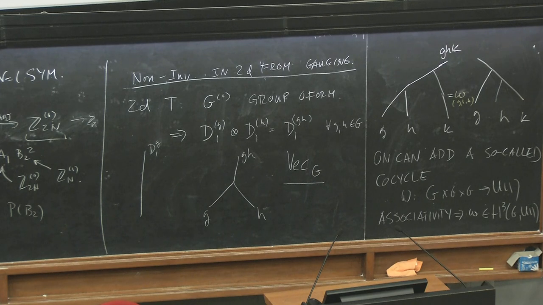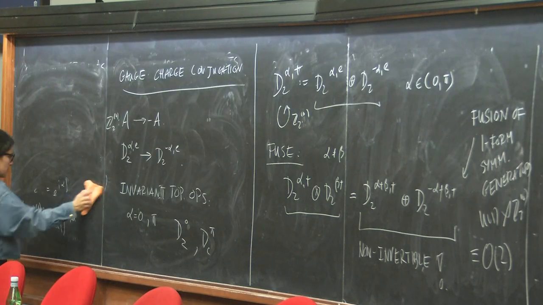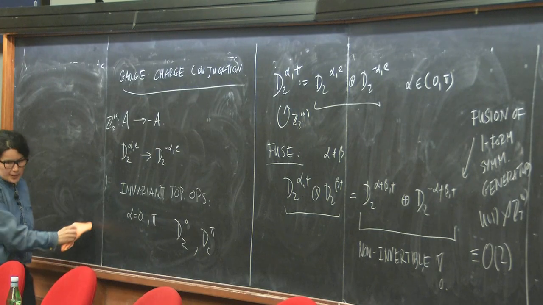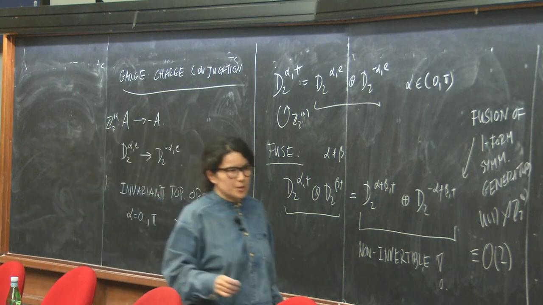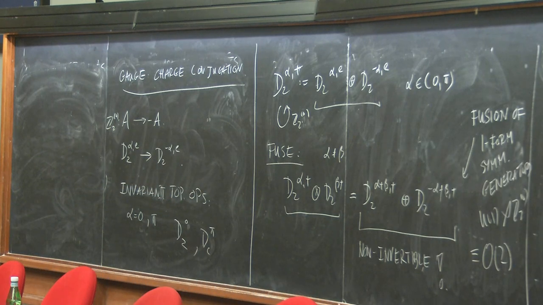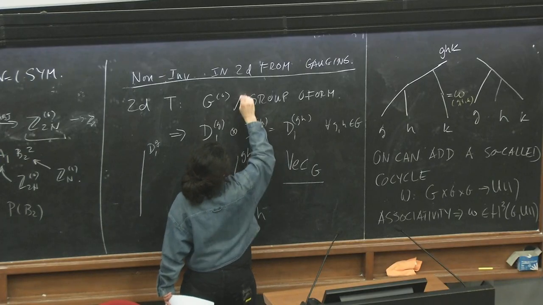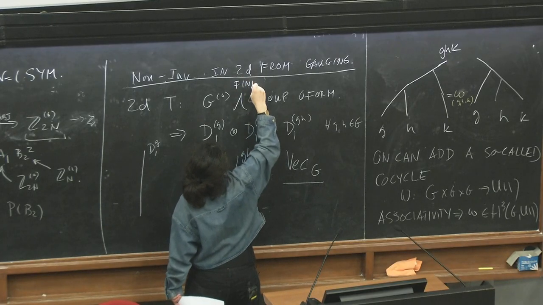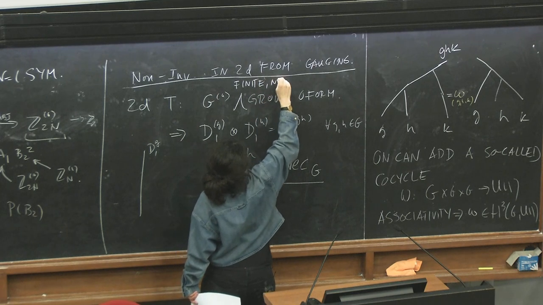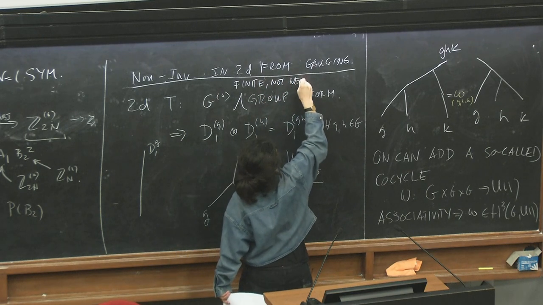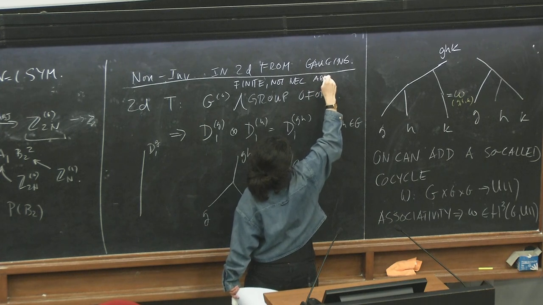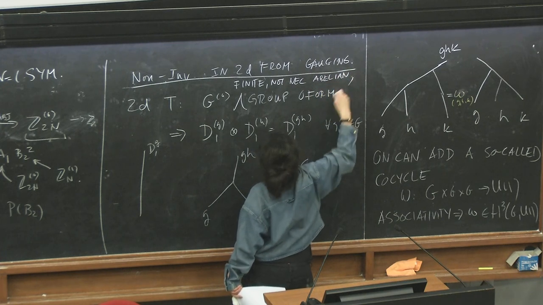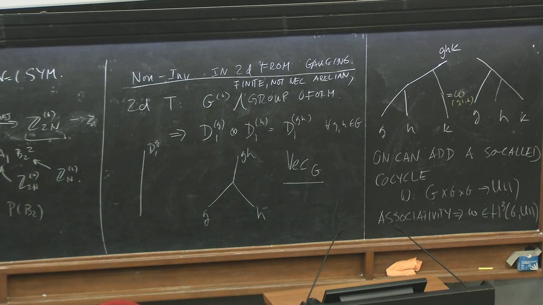So what we want to do is gauge this group. And because this group, I didn't say anything, it's a zero-form symmetry, I should maybe emphasize this: a zero-form symmetry can be non-abelian. It's a group, it's finite, but not necessarily abelian. Right? A zero-form symmetry can be non-abelian. And in fact, the interesting things happen when G is non-abelian.